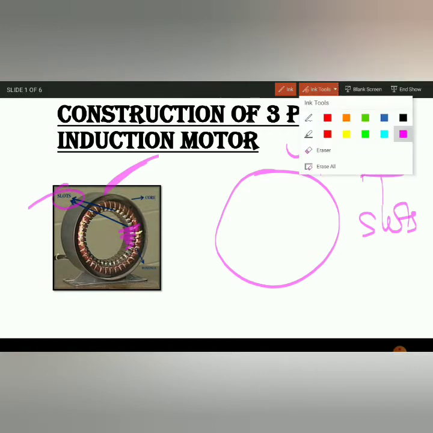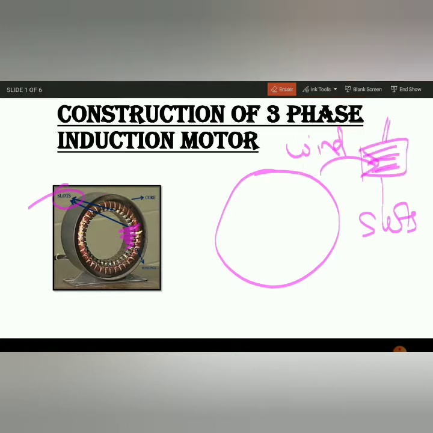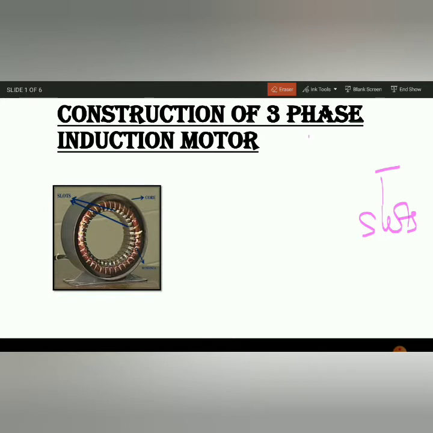Now coming to the different types of slots. This three-phase induction motor can have three types of slots in it, that is fully open type, fully closed type, and semi-closed. So the slots can have these types.